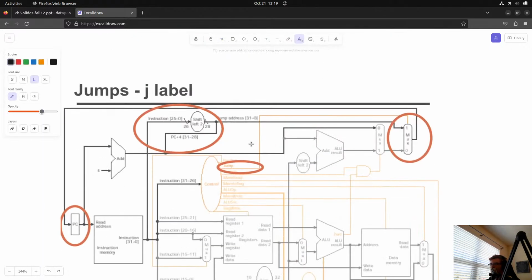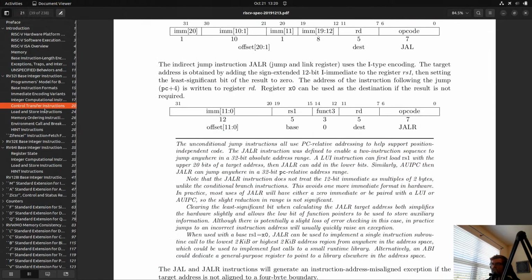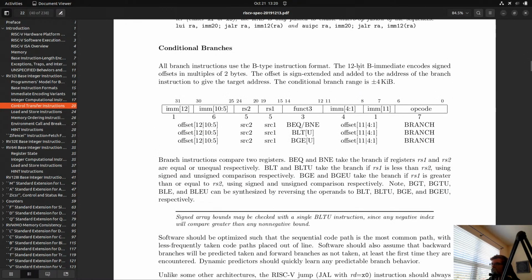So if we want to label some of this, this is the PC relative branch target up here. And this one is just PC plus 4. And this one would be, let's actually look back at some of our conditional branch instructions. They are essentially 12-bit immediate B-encoded signed offsets, multiples of 2. So it's added to the address of the branch instruction. So that one is also PC relative, but we're adding it.